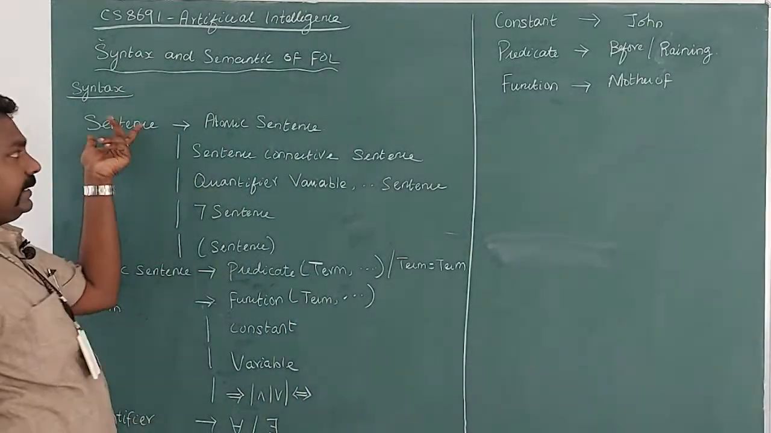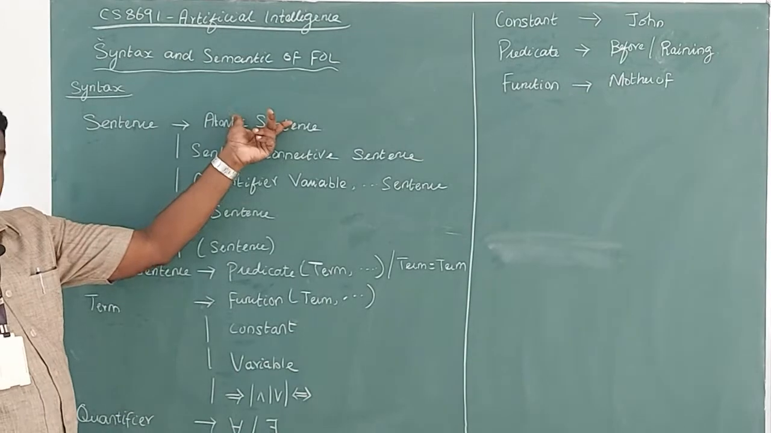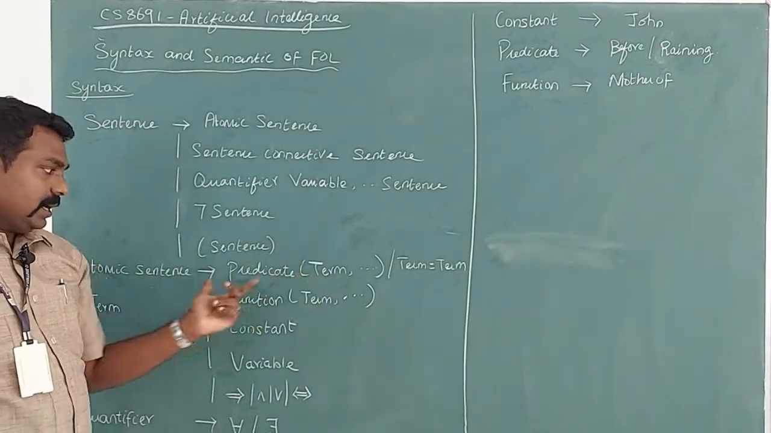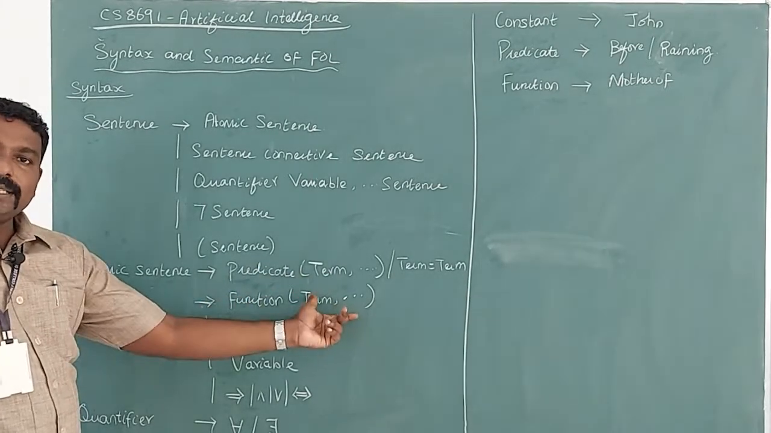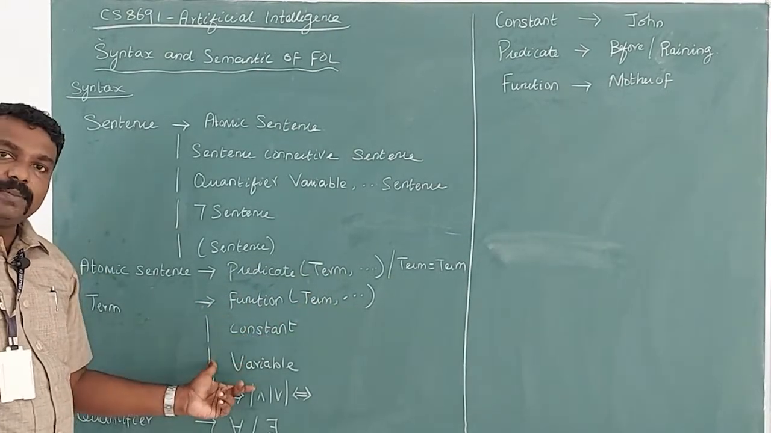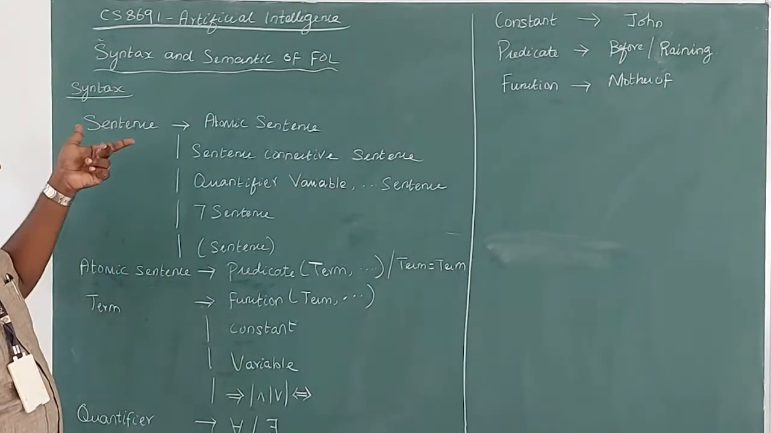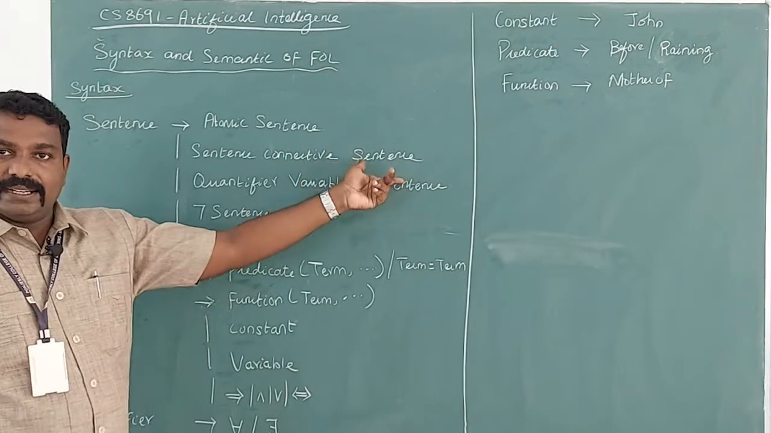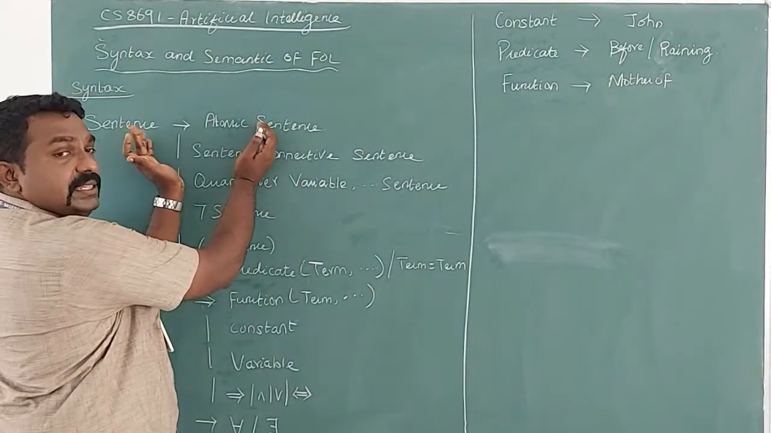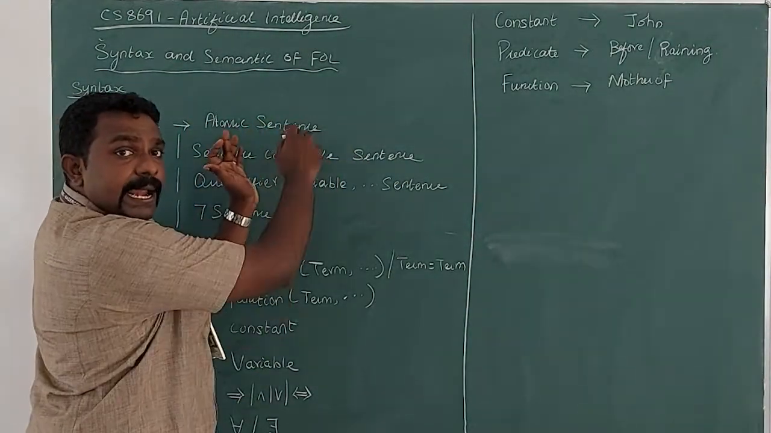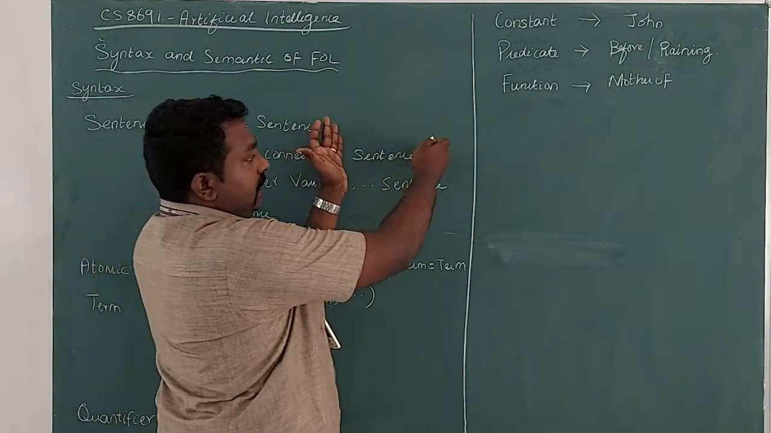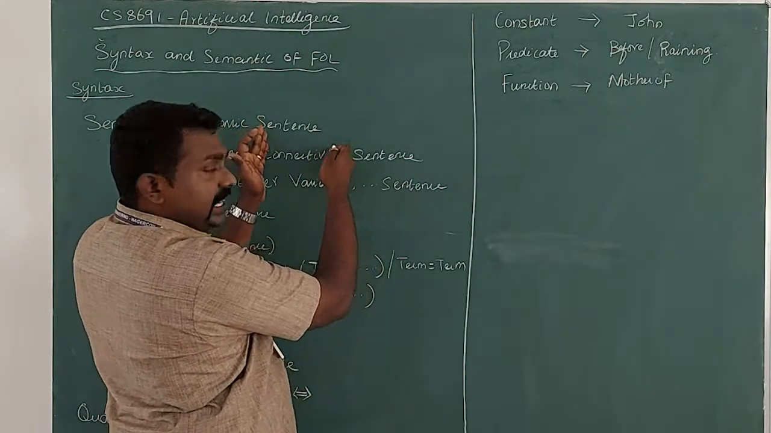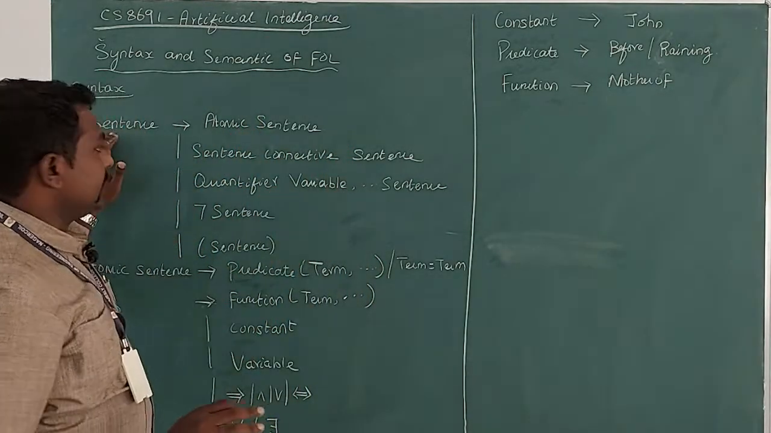So a sentence can be an atomic sentence. What is an atomic sentence? It must have a predicate followed by a term, or it must have a function followed by a term, or it can be a constant, or it can be a variable. This sentence can also be a sentence with a connective. You can have a sentence, the sky is blue, connective, and the air is breezy. So I have two sentences with a connective. That is also a sentence.